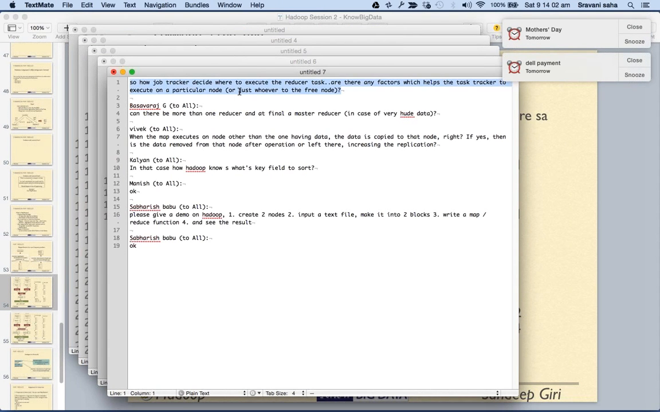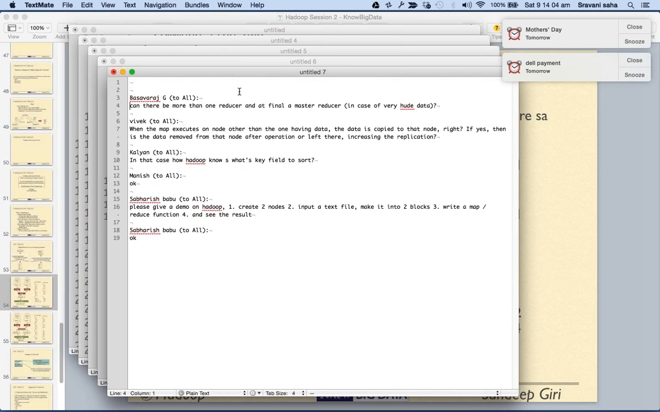All right, this is answered. Can there be more than one reducer at the final master? Good. We'll show this in the next diagram. All right. His question is with respect to multiple reducers. When the map reduce executes on a node other than the one having the data, is the data copied to that node? Yes, the data is copied to that node. Is the data removed from that node after the operation or left there? The data is immediately removed after your map reduce gets finished.